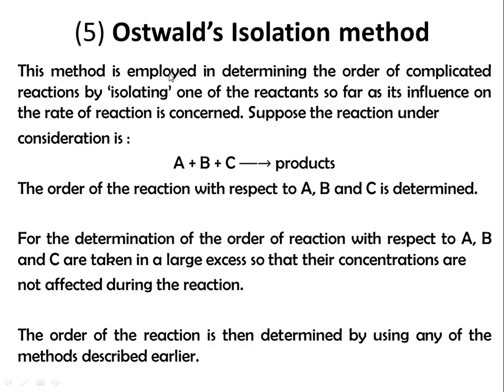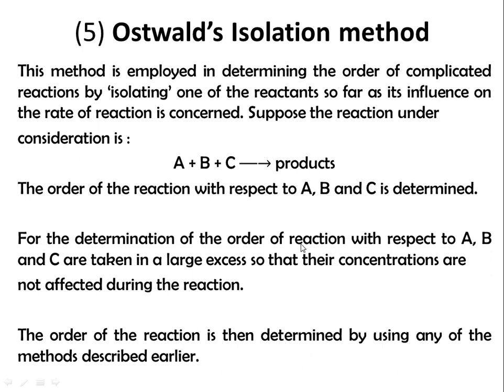Now the last, fifth method for the determination of order of reaction is Ostwald's isolation method. This method is employed in determining the order of complicated reactions by isolating one of the reactants so far as its influence on the rate of reaction is concerned. Suppose the reaction under consideration is A plus B plus C, so three reactants are there and it gives product. The order of reaction with respect to A, B and C is determined separately.